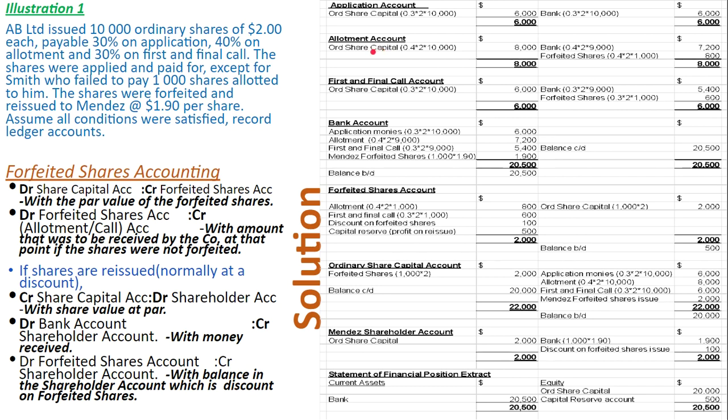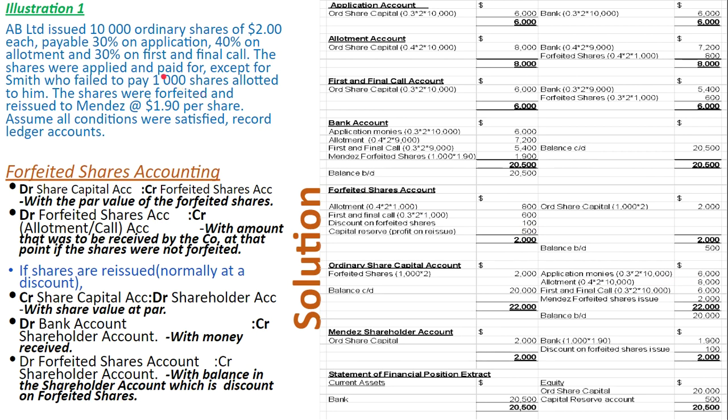So we debit our allotment account with ordinary share capital, 40% which was received on allotment multiplied by $2 multiplied by 10,000 to give us $8,000. Double entry, we go to the ordinary share capital account, record on the credit side allotment, 40% times 2 times 10,000 to give us $8,000. Now we need to factor in the 1,000 shares which Smith failed to pay for.